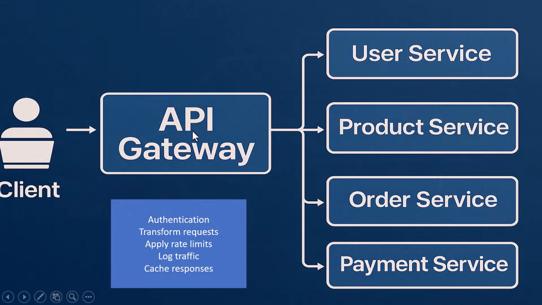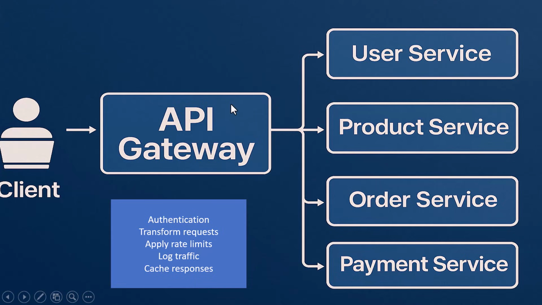The API gateway acts like a smart middleman. It sits between your front end and all your back-end microservices. Instead of calling each service directly, the client talks to the gateway, and the gateway takes care of routing the request to the right service. But it does more than just forwarding traffic. It can handle authentication, transform requests, apply rate limits, log traffic, and even cache responses. It becomes a centralized layer of control for all communication coming into your system.